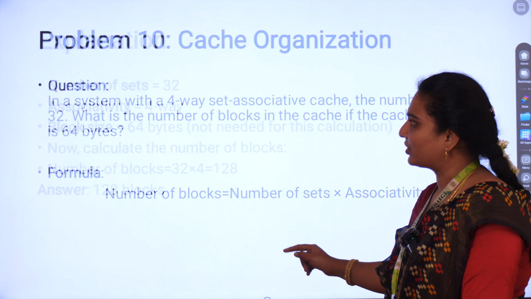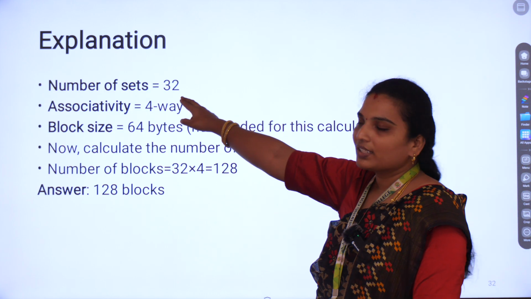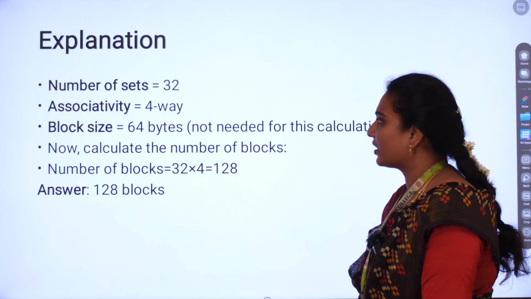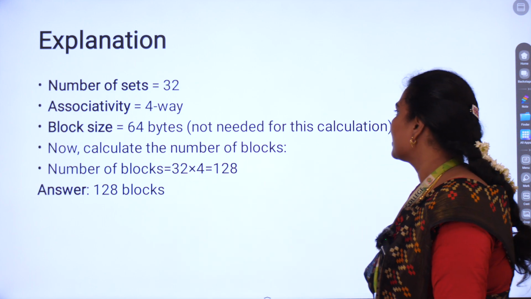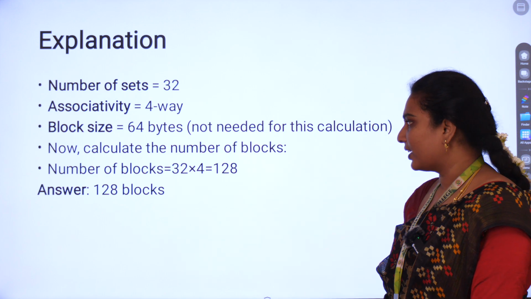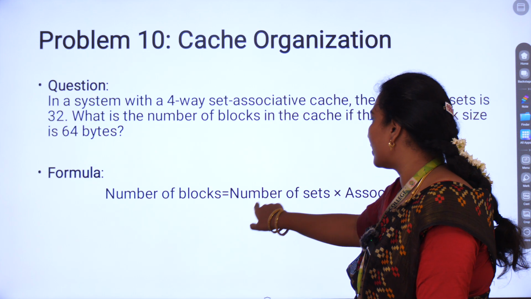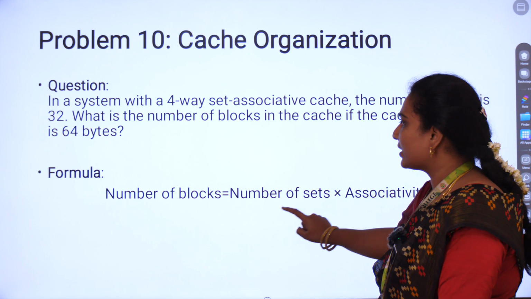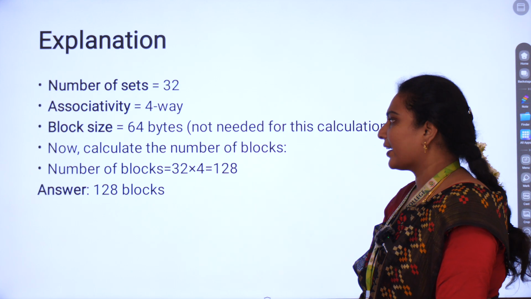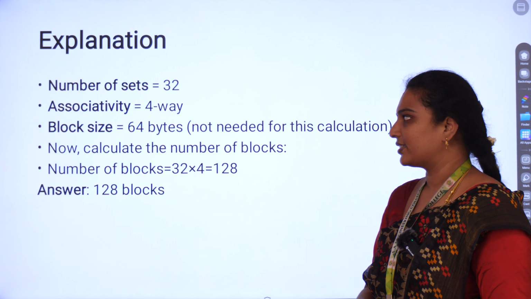Let us see the explanation for this problem. We know the number of sets is 32, and the associativity is mentioned as 4-way in the question. The block size is 64. So these two values are enough for the calculation. Number of blocks is equal to number of sets into associativity. Number of sets is 32, associativity is 4. So we are getting 128 as the answer.